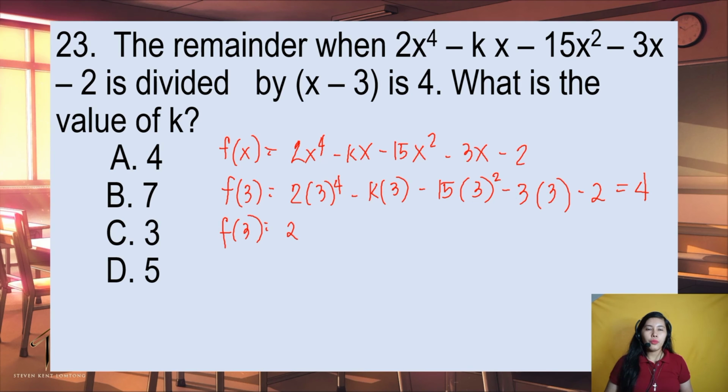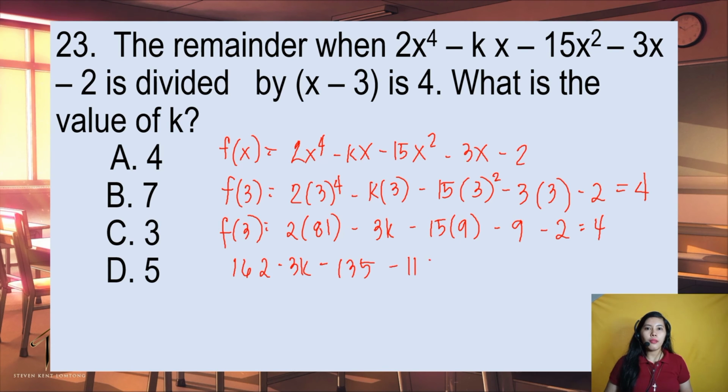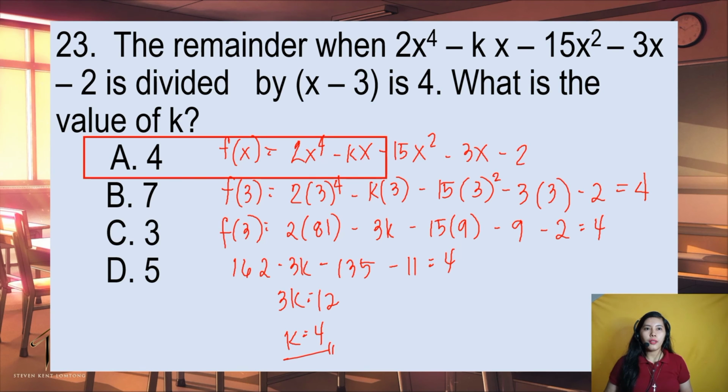So we have 2 times 81 minus 3k minus 15 times 9 minus 9 minus 2 is equal to 4. So we have 162 minus 135 minus 11 is equal to 4. Simplifying, we have 3k is equal to 12, or k is equal to 4. So that is the value of k.